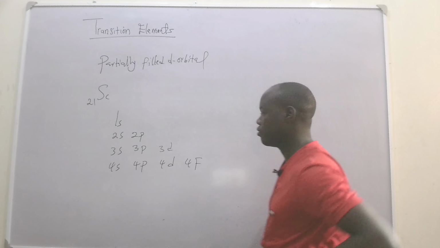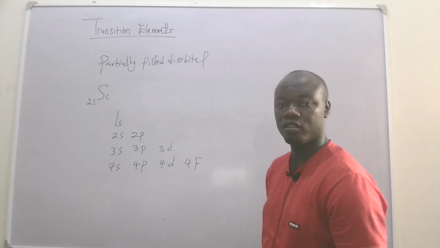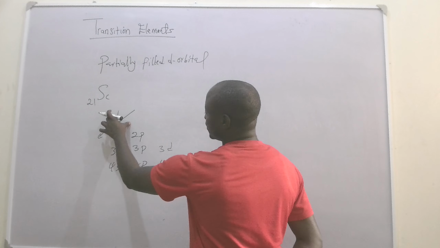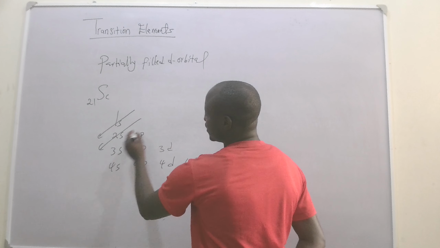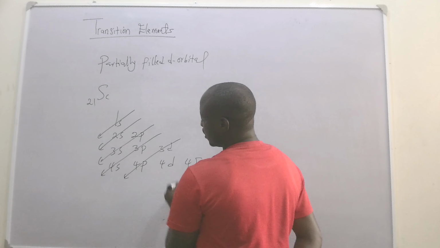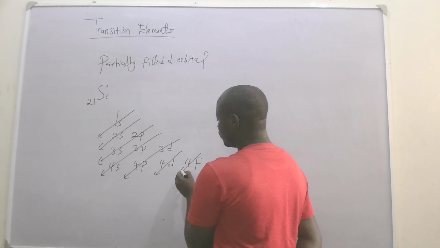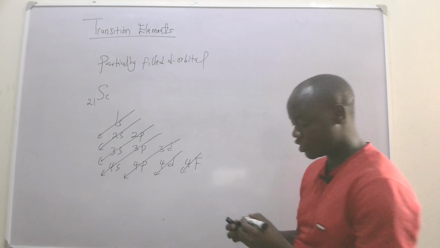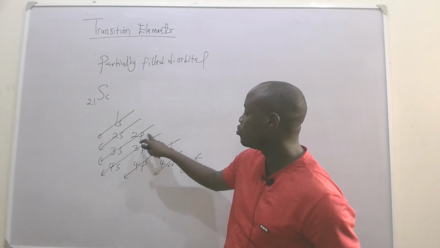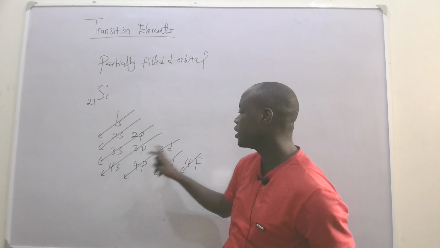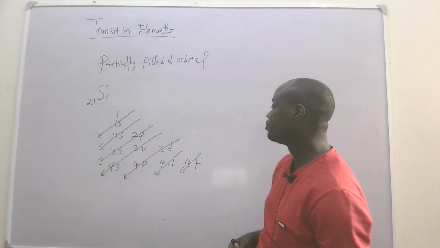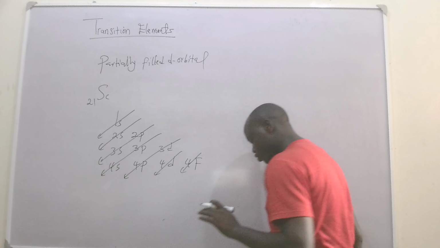So from here we can draw the electronic configuration of the element. You see the arrangement starts like this: we start with 1s, then 2s, 2p, 3s, 3p, 4s, 3d, 4p. So what does that mean? It means that you are arranging electrons first in 1s, 2s, 2p, 3s, 3p, 4s, then 3d, 4p, 4d, 4f. So this is scandium with atomic number 21.